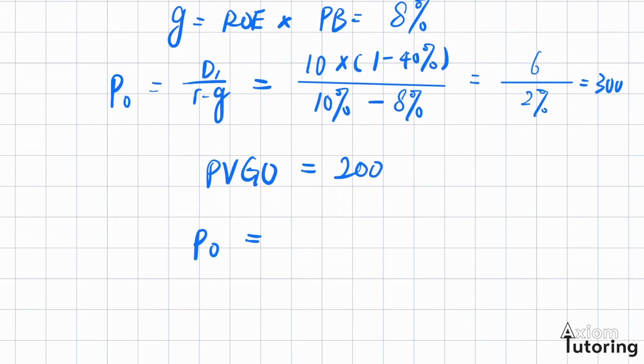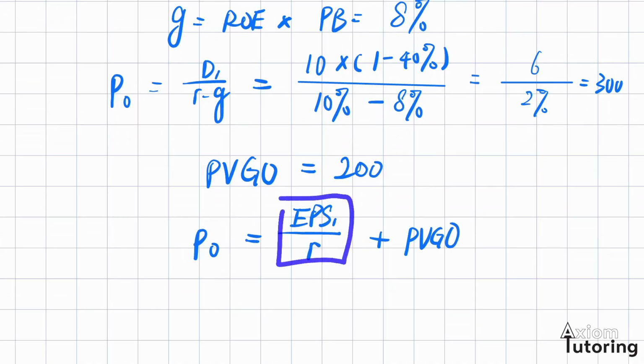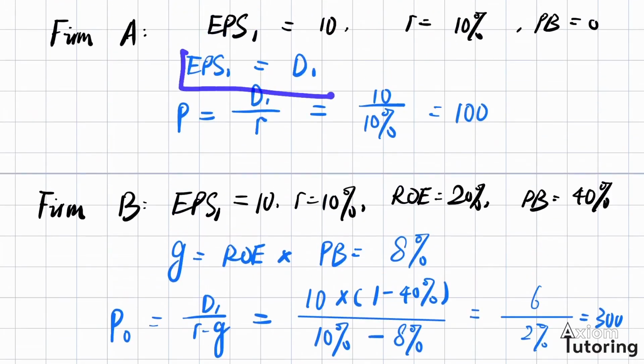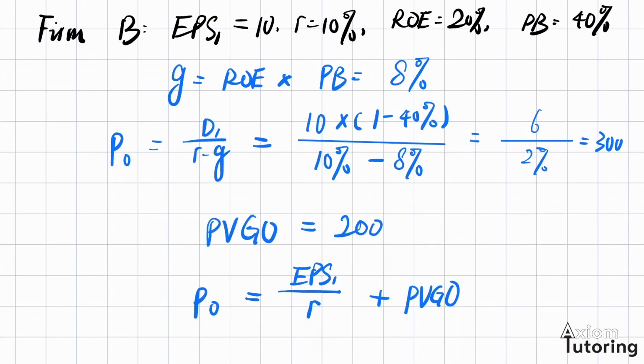We can generalize this into a single formula here. The price is going to be the EPS 1 divided by R plus the present value of growth opportunities. Think of the price here as a firm with growth, and the EPS 1 divided by R is the firm without growth. Just like this case, without growth, your EPS 1, which is your first earnings, is going to be your dividend. So this is the no growth firm, this is the growth firm, and the difference between their prices is the present value of your growth opportunities.